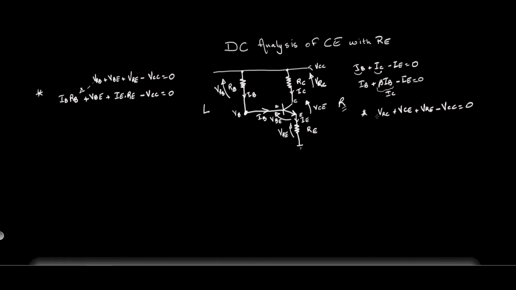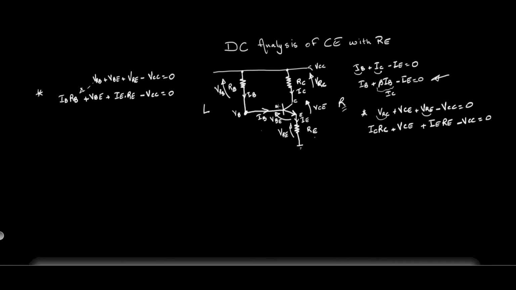All right, so now let's go ahead and express these in terms of currents. So VRC would be IC RC plus VCE plus IE RE minus VCC equals 0. Fantastic. Now, knowing this, depending on what we're solving for, we can actually use, for example, this equation to relate the front to the end, right?